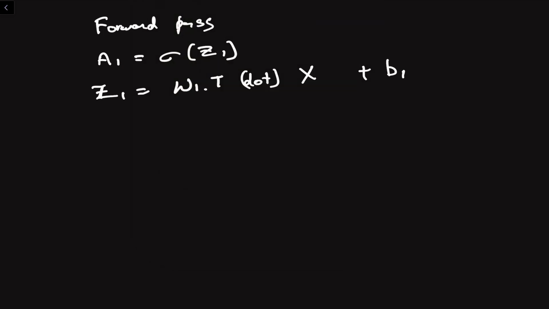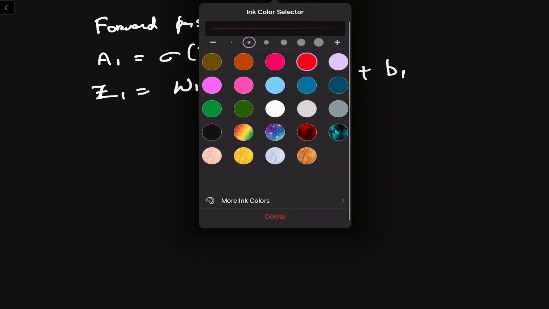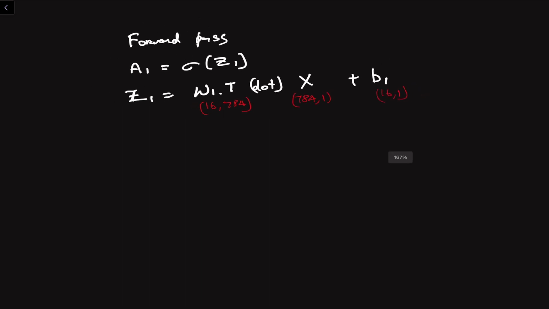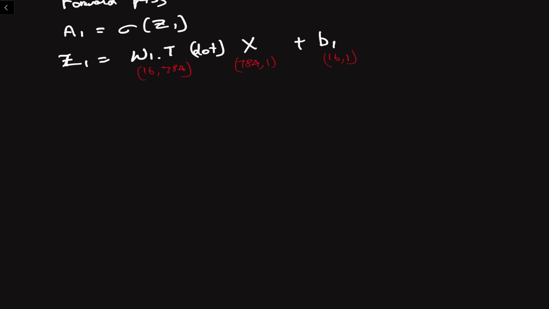Okay, let me do this real quick. All right, here we know the dimensions of W1, it will be 16,784. I mean, with the transpose, X will be 784,1. All right, this is gonna be 16,1. So you can see how the dot product is coming together here.